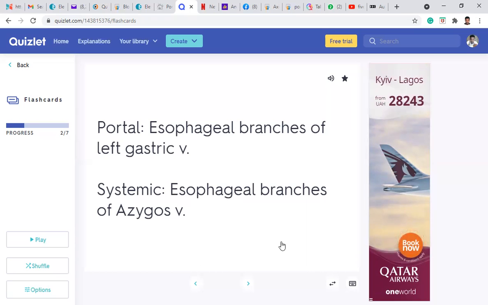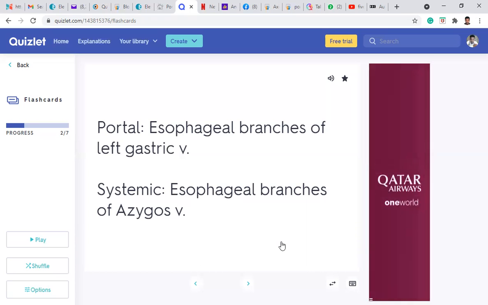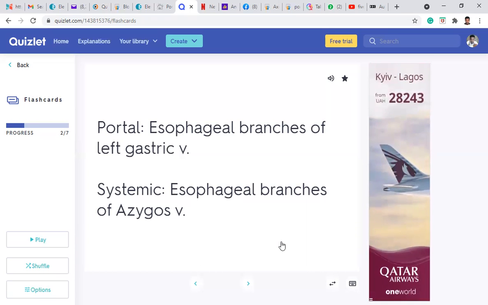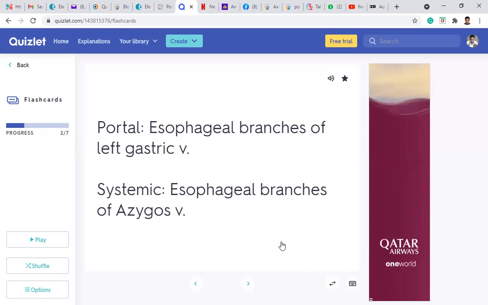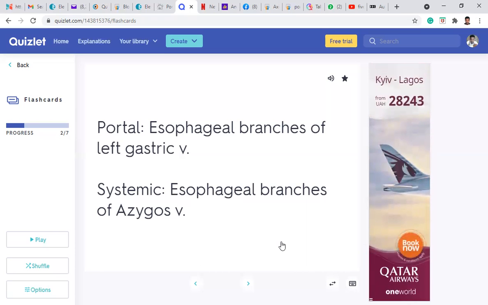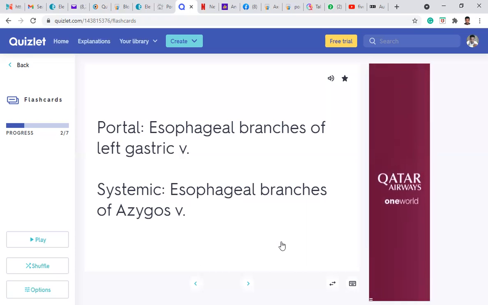B-U-D-D, then Chiari. Budd-Chiari, B-U-D-D, C-H-I-A-R-I, Budd-Chiari syndrome.